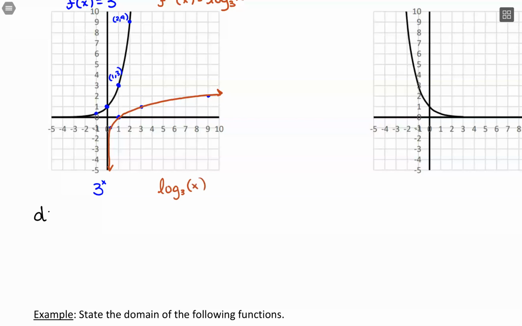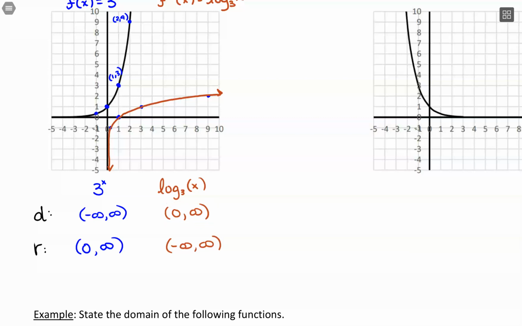So domain and range. So for exponential functions, domain's going to be all real numbers, and the range will start at 0 and go off to infinity. For a logarithm, that flips. So the domain is going to be from 0 to infinity, and the range will be all real numbers. Did I flip that? Range is all real numbers. Sorry.